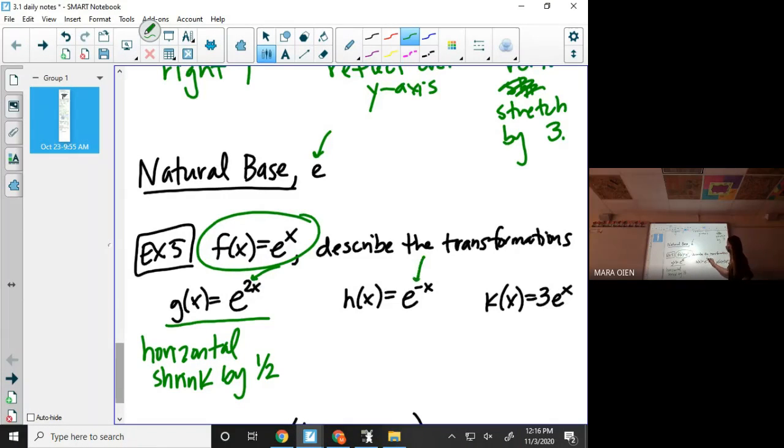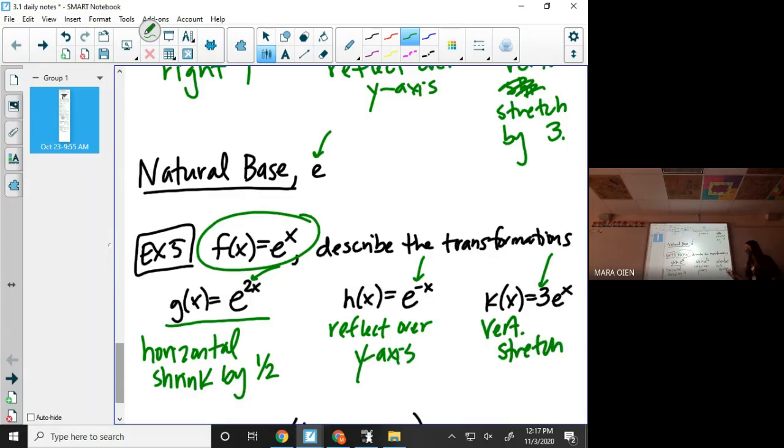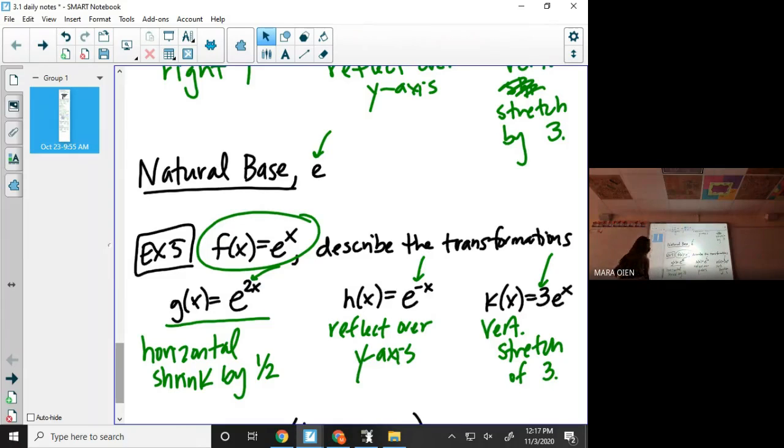This one, we've got a negative inside. Anything inside, we said, is a horizontal thing, so that's going to be a reflection over my y-axis. And then just like that last one, if I've got a times me by 3 up front, that's going to be a vertical stretch of 3.